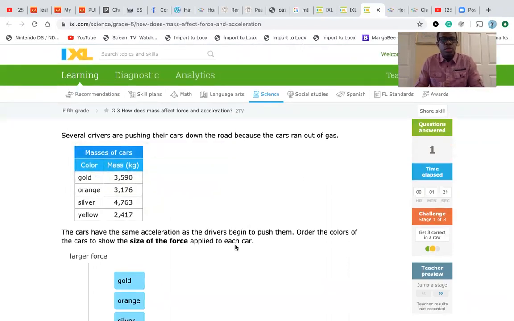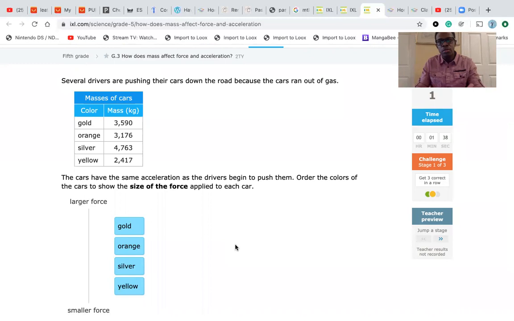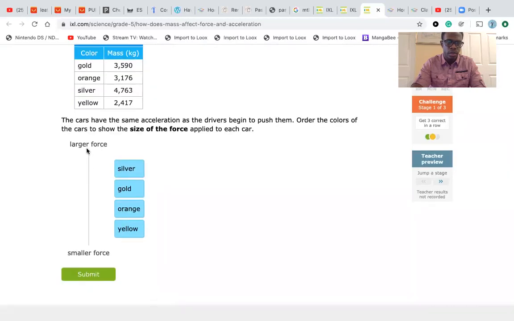Several drivers are pushing their cars down the road because the cars ran out of gas. Again, it shows the mass of each car. The cars have the same acceleration as the drivers begin to push them. Order the colors of the cars to show the size of the force. So, same as before, if it weighs more, you're going to need more force to physically push it. So the biggest one here is going to be silver, because that's the greatest number. Second greatest is gold, which is already second. Third is going to be orange, and then yellow. So the greatest, silver, gold, orange, yellow, from largest force to smallest force.